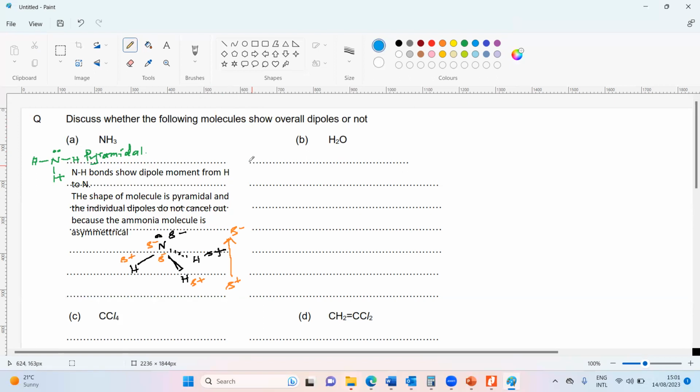Water molecule. The water molecule is hydrogen, bond, oxygen, bond, hydrogen. Two electron pairs there, two electron pairs here. What is the shape of this molecule? The molecule shape is bent.